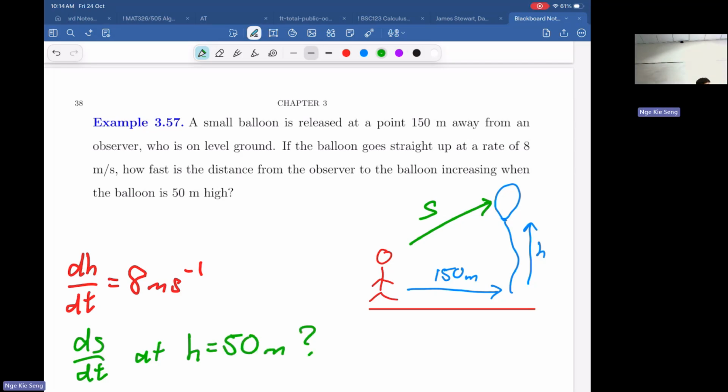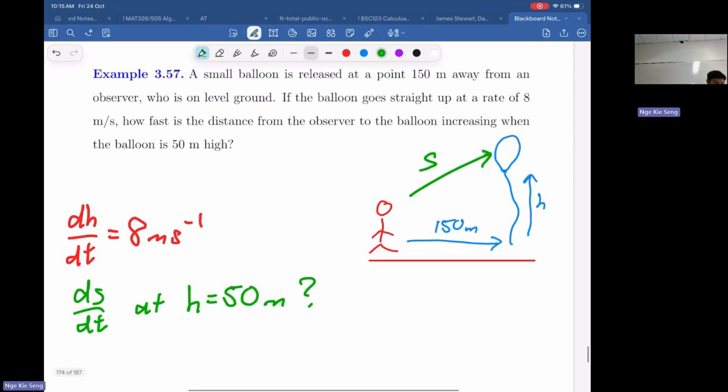So you are given the height, you are given 150 meters, and then you want to find ds over dt. Any relation between these three things, s, h, and 150? Right angle triangle, meaning the Pythagoras theorem.